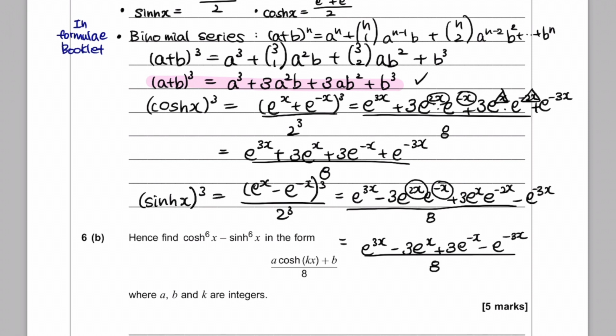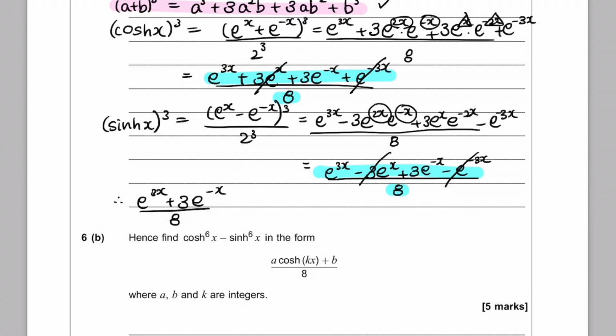Now we want to add these two together, so we are adding these and that together. If you add up together, these terms will be removed, right? They're the same term, but with the opposite sign. That is left from your cosine hx to the power of 3, and then these two terms are left from your sine hx cubed term.